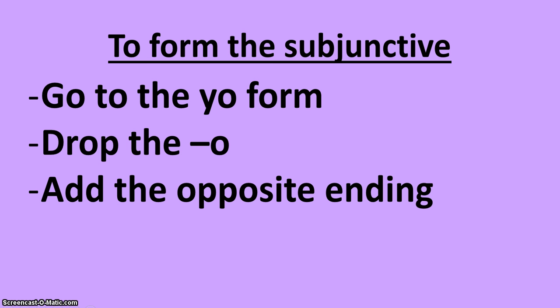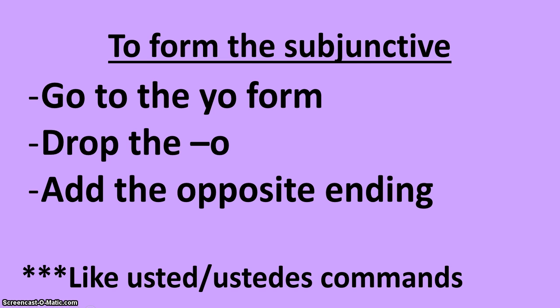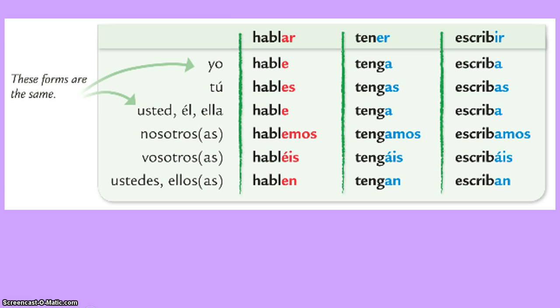With the verbs, you're going to go to the yo form, drop the o, and add the opposite ending. This is exactly like when we were doing ustedes commands. Here, you can see we have the verb hablar, an AR verb, in the subjunctive mood. Hable, hables, hable, hablemos, hablen. We have the verb tener in the subjunctive mood. Tenga, tengas, tenga, tengamos, tengan. And the verb escribir in the subjunctive mood. Escriba, escribas, escriba, escribamos, escriban. Please note that both the yo form and the usted, él, ella form are actually the same.